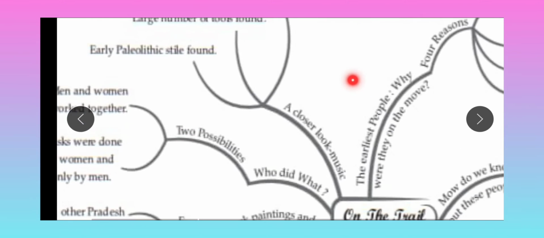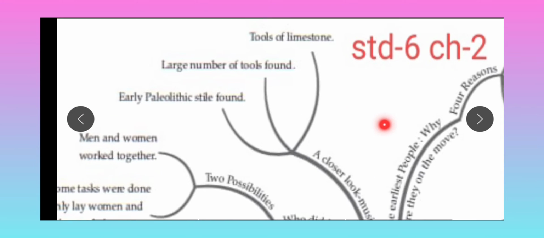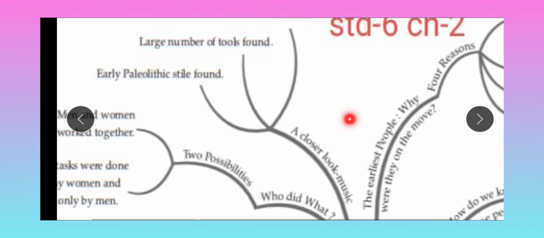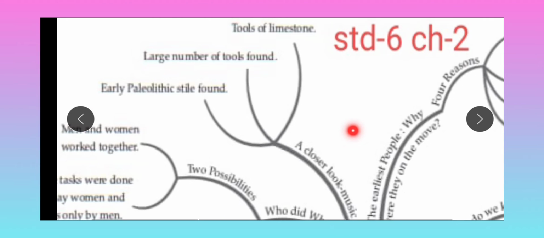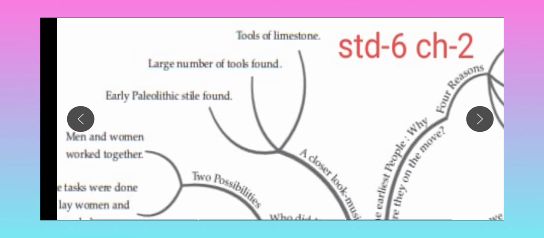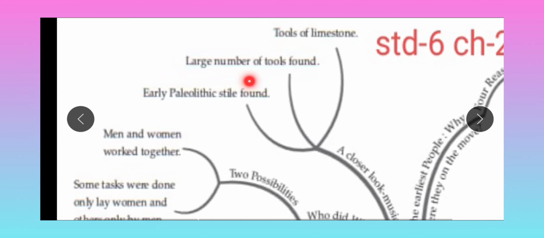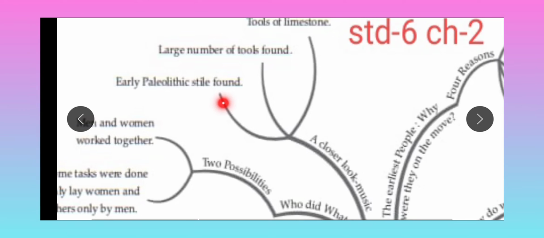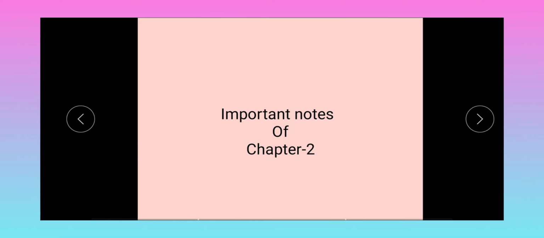Next one, music, meaning that at the time the people were enjoying music. Then the tools of limestone, a closer look at this place. So tools of limestone, a large number of tools found, an early Paleolithic site found. Okay, so this one is the mind map. Next we will see important notes of chapter 2.